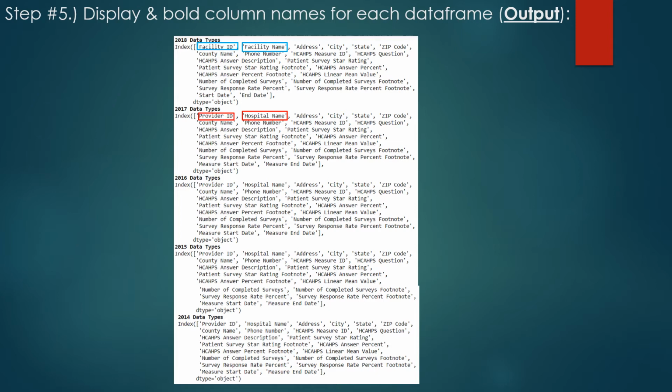Then right here you can see everything is bolded, the headers. Then inside each are the different columns. So this is the output, and the main difference is that you have to watch that 2014, 15, 16, and 17 all have provider ID and hospital name, but 2018 it changed to facility ID and facility name. That's the only difference there.